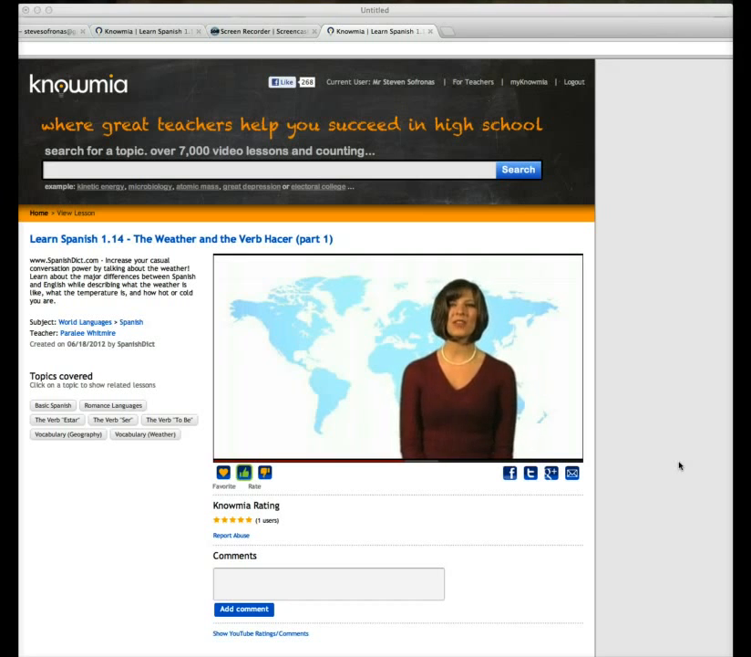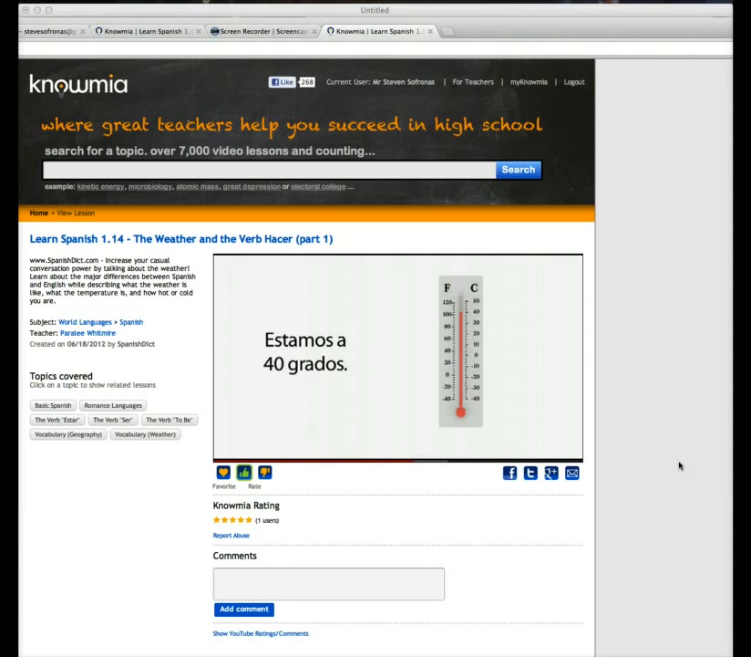Now you have a little bit of experience with this verb, but you use estar in the nosotros form because you're talking about the temperature as it is experienced by the speaker and those around him or her. For example, estamos a 40 grados. Estamos a 30 grados bajo cero. O estamos a 30 bajo cero.